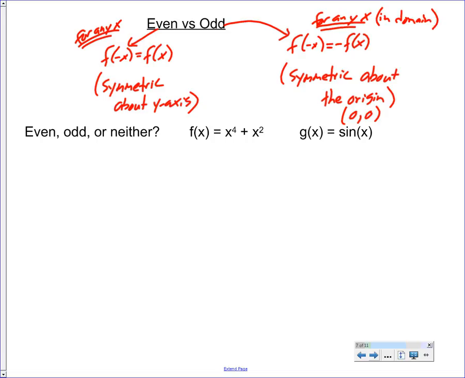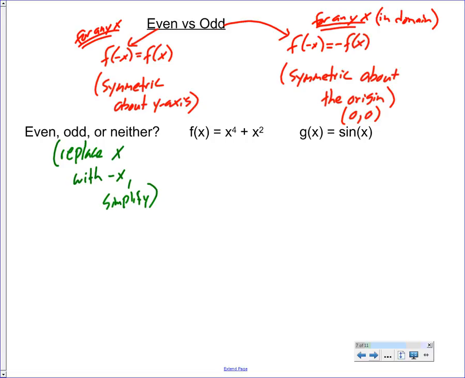So our test to see if it's even, odd, or neither: we go through the function and replace x with negative x and then simplify. If it's the opposite of what we have originally, then it's an odd function. If it's the exact same thing, it's an even function. If it's not either of those, then it's neither.